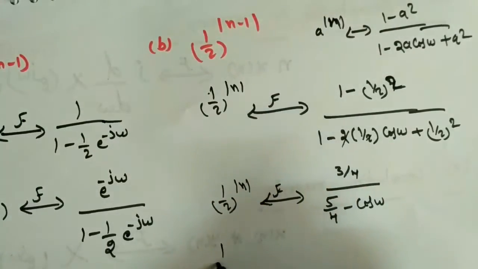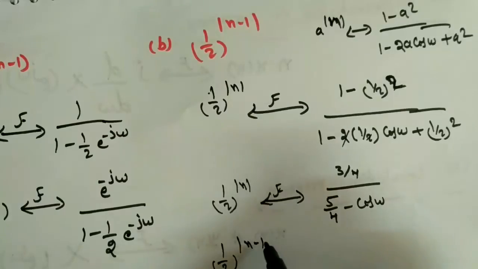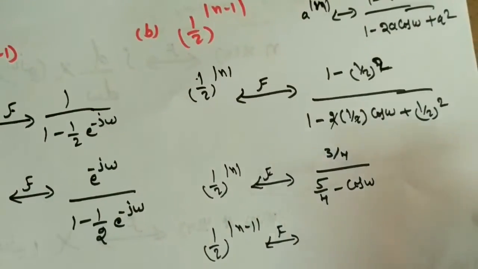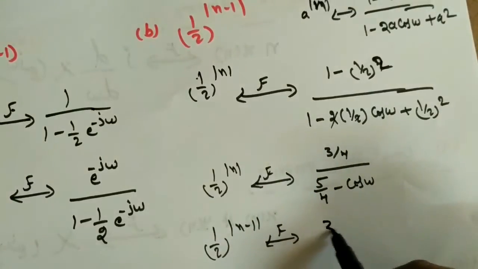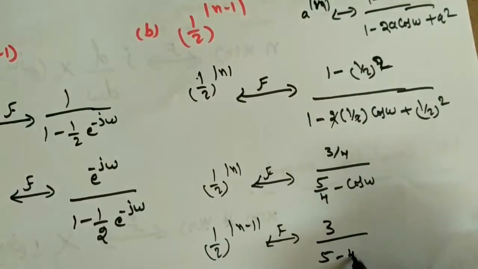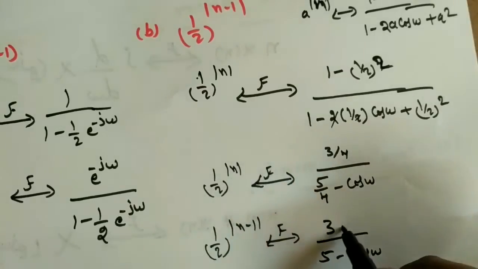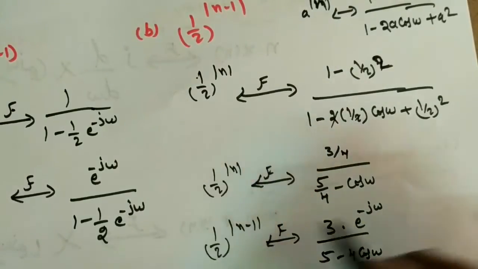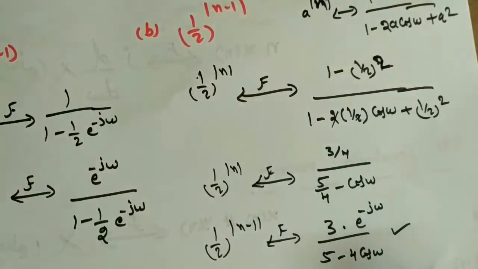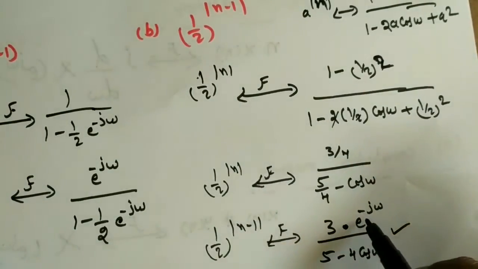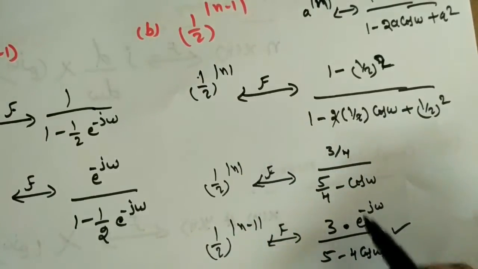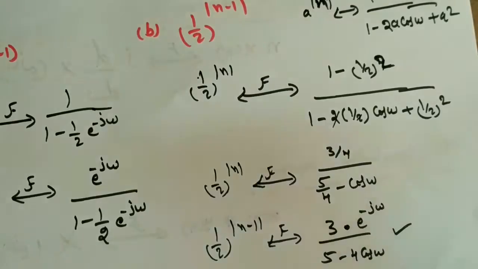Now if I shift, what will happen? 1 by 2 power mod of n minus 1. Taking the LCM, we get 3 by 5 minus 4 cos omega into e power minus j omega n naught. N naught is 1. So the Fourier transform is 3 into e power minus j omega over that. Whenever there is a shifting, we will always get e power minus j omega terms. So this is about the time shifting property.